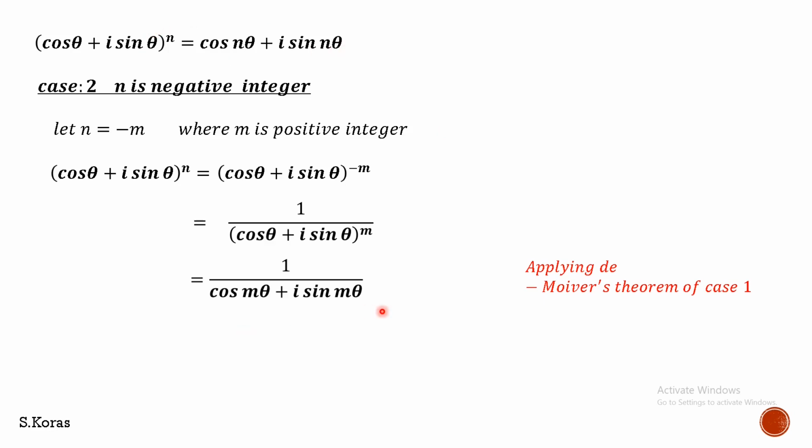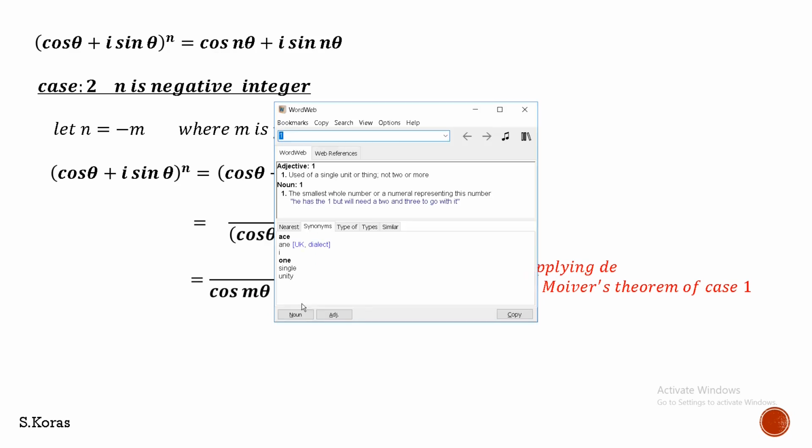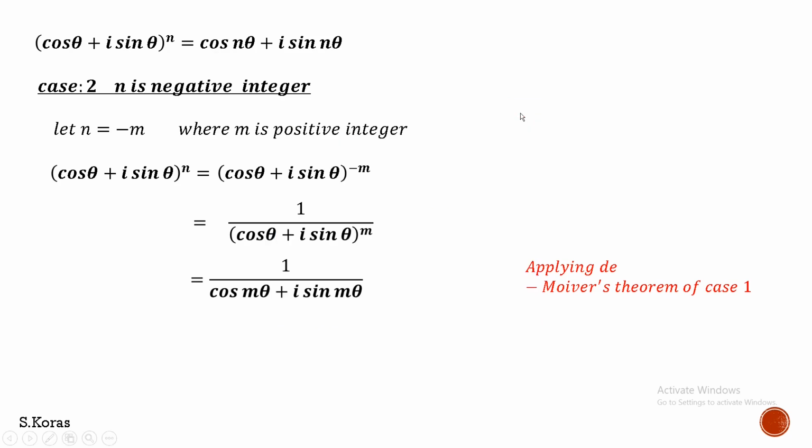Right. But this is quite okay, but we should not have any i in the denominator. For that, we have to multiply the numerator and denominator by its conjugate. The conjugate of cos m theta plus i sin m theta is nothing but cos m theta minus i sin m theta. Right. 1 into this, we'll get the same answer.